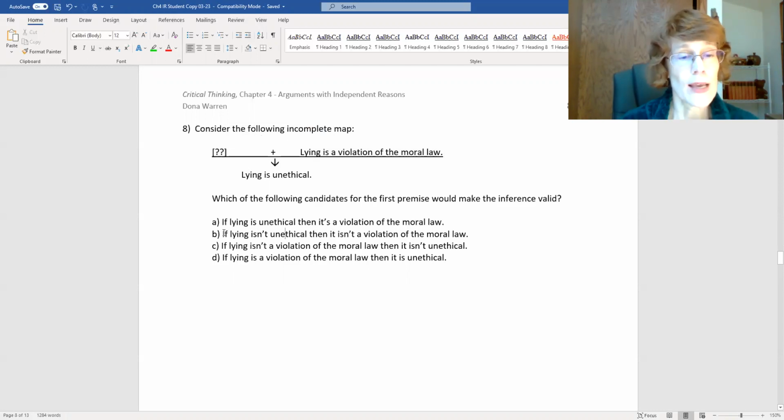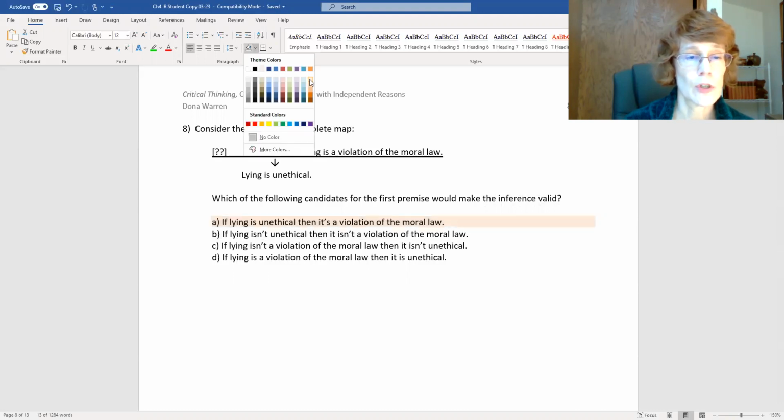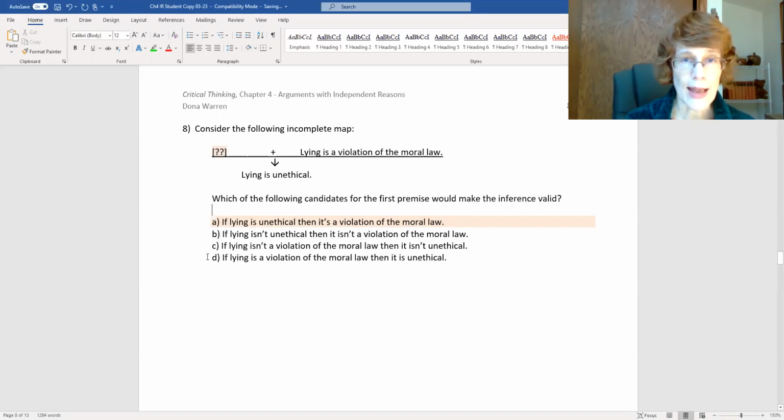So what I want you to do is look at these four candidates for that missing premise and ask yourself if each of them would make that inference valid or not. Got it? So imagine A, if lying is unethical, then it's a violation of the moral law. Imagine that claim right here, and ask, would the inference be valid then? And then once you've decided that, ask that for B, C, and D as well.